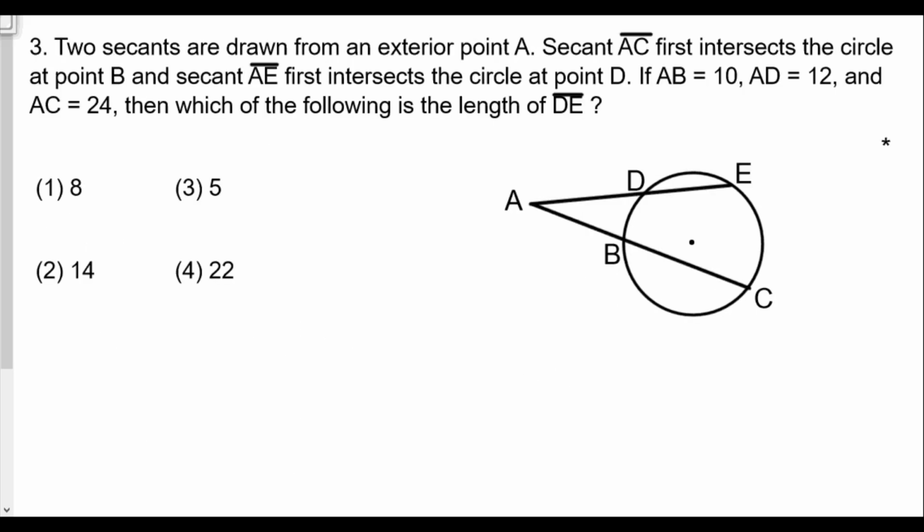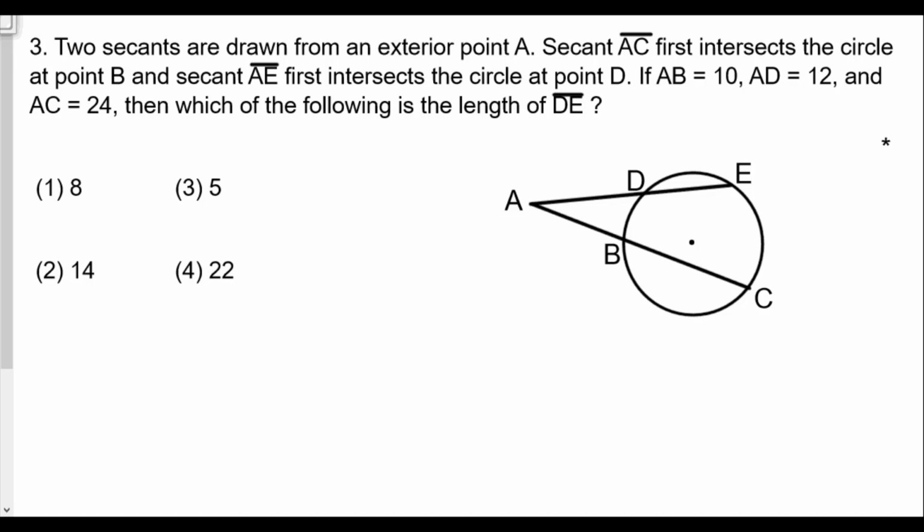Here we had to draw a diagram. They told us two secants are drawn from exterior point A. Secant AC first intersects the circle at point B. Secant AE first intersects the circle at point D. So you had to draw the circle and secant AC. Since the secant intersects point B first, B is between A and C. The same thing for secant AE: it passes through the circle first at point D, so D is on AE. This is a diagram we had to actually draw, so hopefully you're able to follow along and draw it correctly.